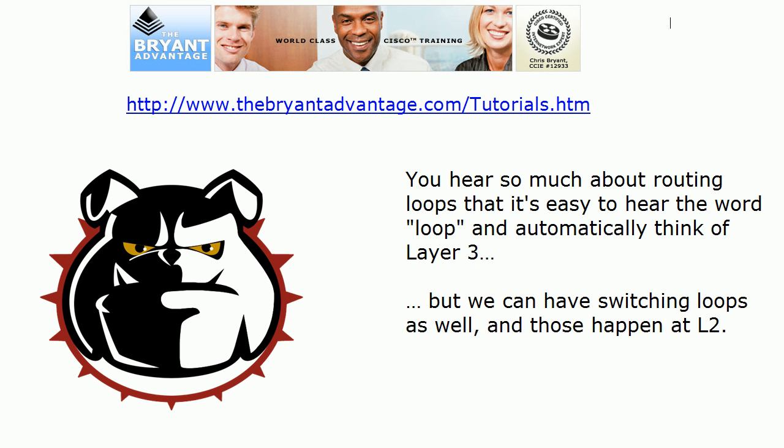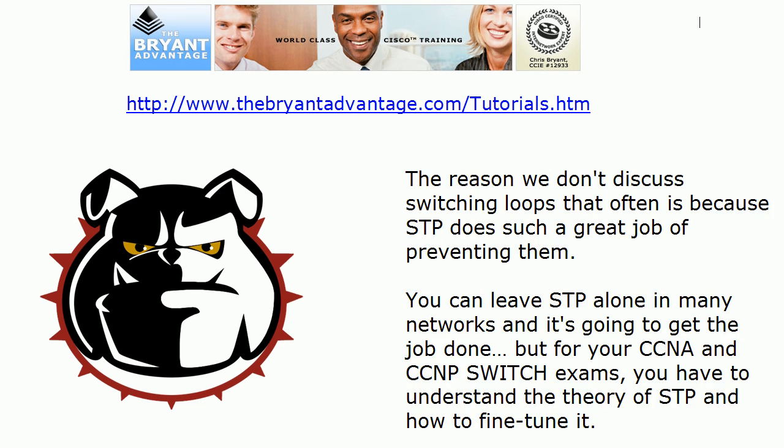One thing I want to mention before we get to that is that you hear and you read so much about routing loops and routing loop prevention in your CCNA and your CCNP studies that it is easy to hear or read the word loop and automatically think of layer 3. You've really got to be careful about that because we can have switching loops as well, and those happen at layer 2 of the OSI model.